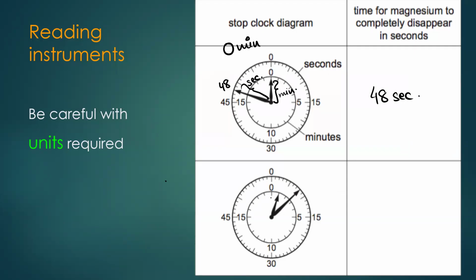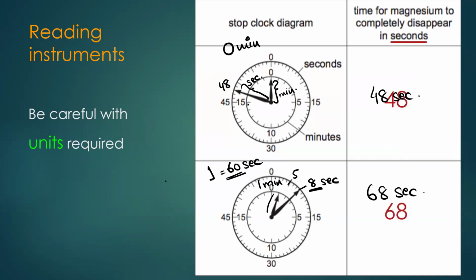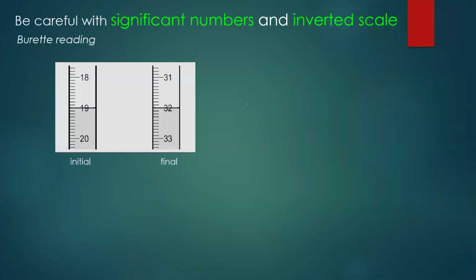For the second one, as you can see, the small needle is on number one. So it's 1 minute. 1 minute is equal to 60 seconds. And for the second needle, you can see it's on 5, 6, 7, and 8. It's on 8 seconds. So we have 1 minute, which is 60 seconds, and 8 seconds, total 68 seconds. So that's how you will read it: 48 seconds and 68 seconds.